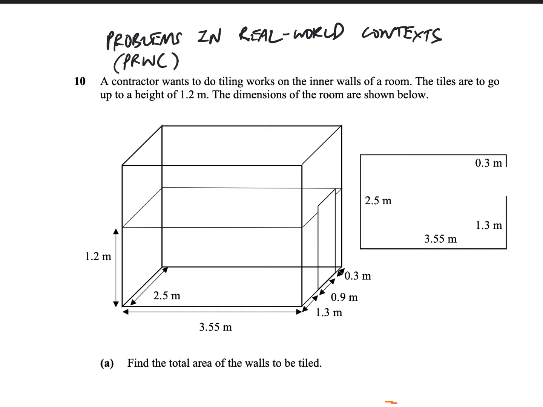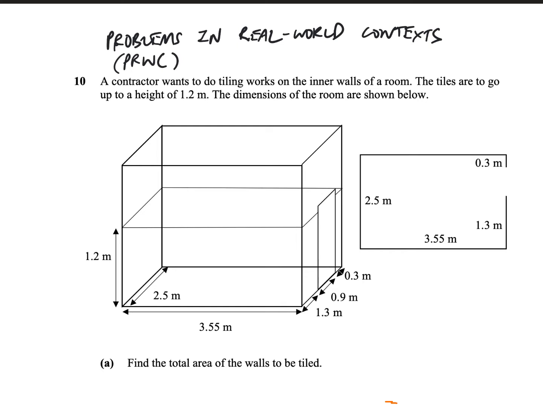A contractor wants to do tiling works on the inner walls of a room. The tiles are to go up to a height of 1.2 meters. The dimensions of the room are shown below. So we see over here, there's a room, and the tiles are to go up by 1.2 meters, so that makes sense. Then you can see the walls and the floor dimensions. And over here, that looks like a door. Do we need to put tiles on the door?